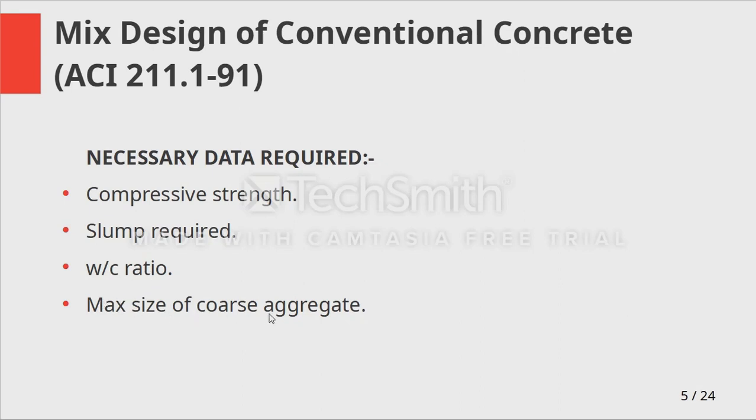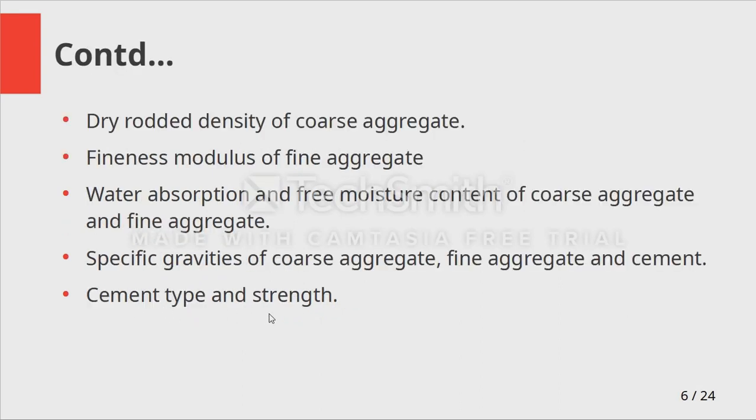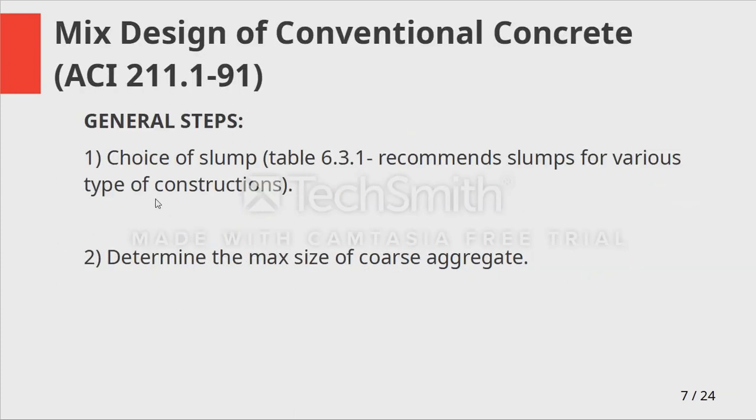And maximum size of aggregate, which comes from the sieve analysis. Similarly, you need to know the dry rodded density of coarse aggregate. You need to know the fineness modulus of your fine aggregate, water absorption, and free moisture content of coarse aggregate and fine aggregate. This all comes from the tests in a laboratory. We'll need to know the specific gravity of coarse aggregate, fine aggregate and cement. We need to know the cement type and strength.